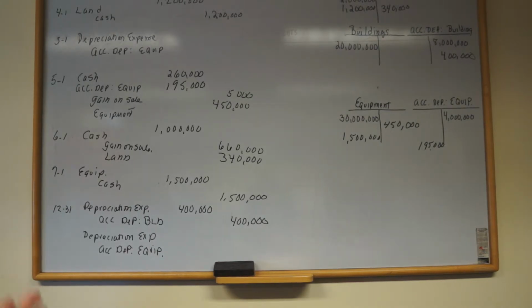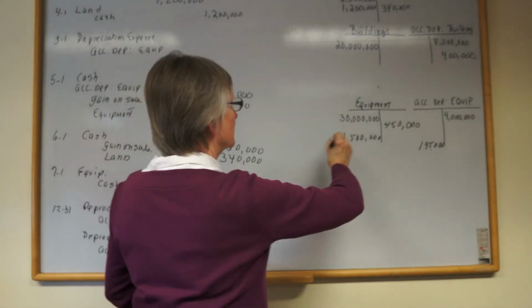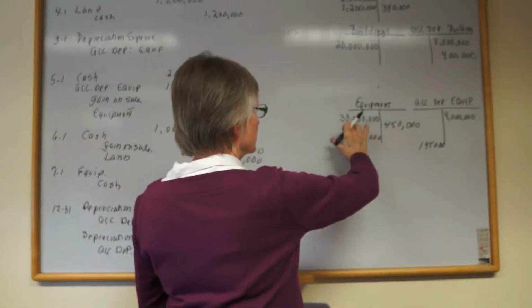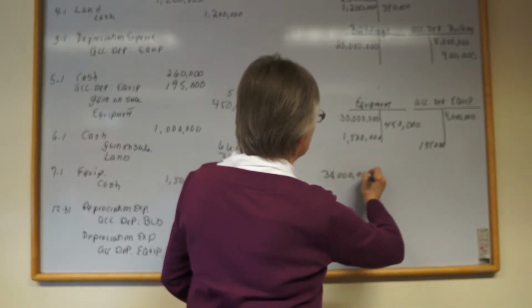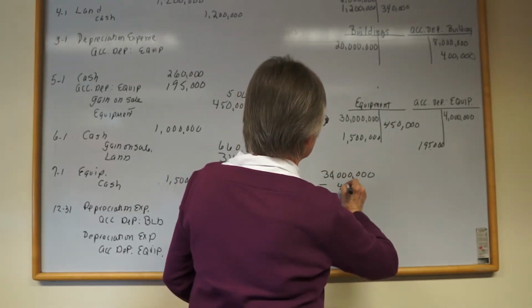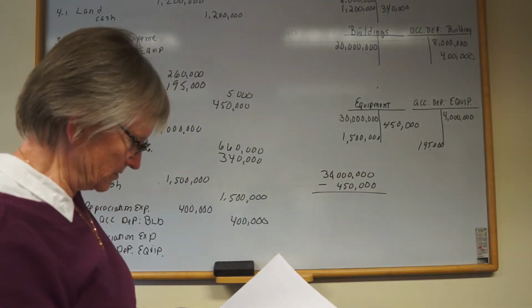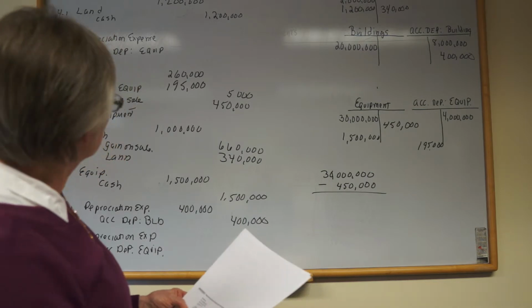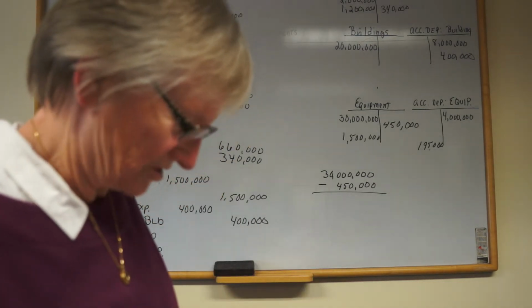Let's start with the beginning equipment. We had, and I'm going to just do the 30, we had the 30 million in equipment, right? And of that, we sold 450,000. Okay, so how much of the original equipment did we also sell? 300,000? Did I skip an entry here? Oh, tell me I didn't skip an entry.